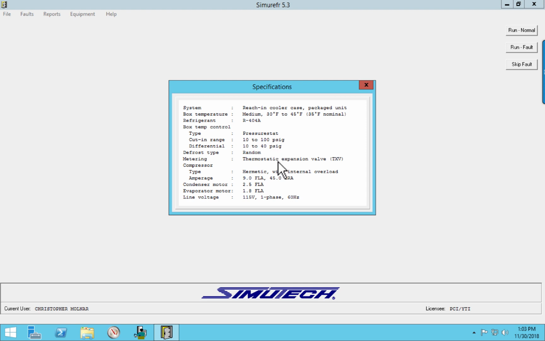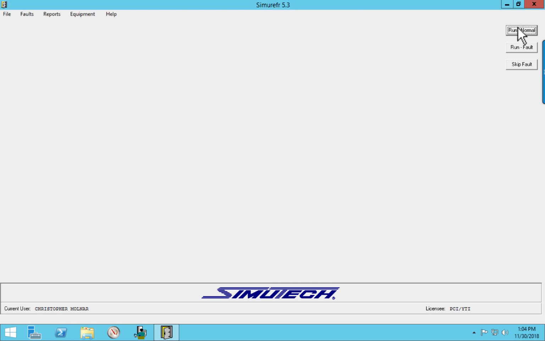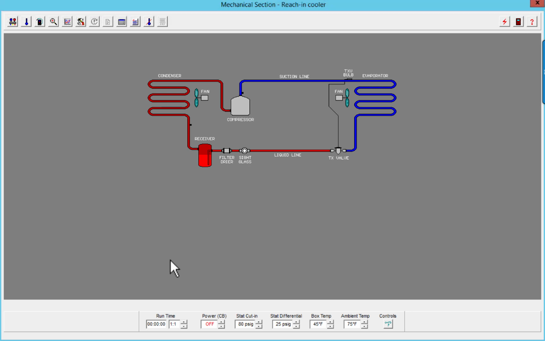It has a TXV. We want the amperage of our compressor to be around 9 amps, condenser fan motor 2.5 amps, evaporator fan motor 1.8, and this is a 115 volt system. This would be some type of system you would see behind the line of a restaurant, or maybe under the bar for a bar cooler. It's also very close to your domestic refrigerator you might find in your house, except it probably wouldn't have a TXV on it. So let's go ahead and take a look at the system running normally.